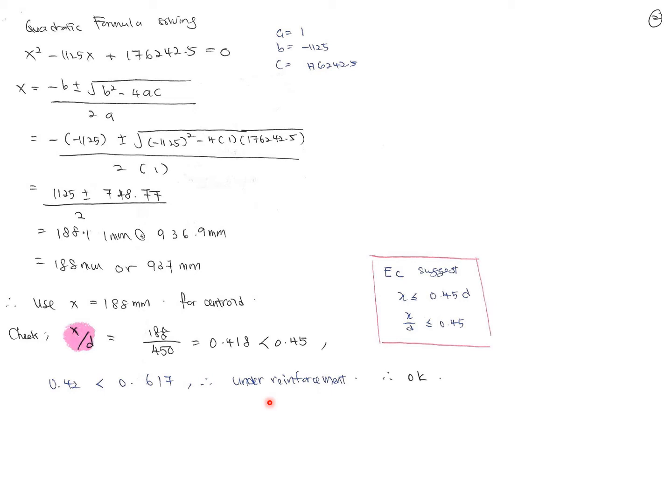So 0.42 is less than 0.617, so it is under-reinforced, so it is okay. Remember, for design purposes we must use under-reinforced sections. We cannot use over-reinforced or balanced sections.